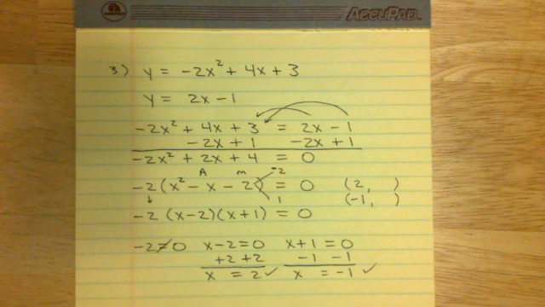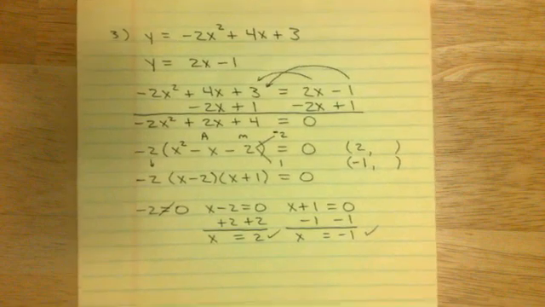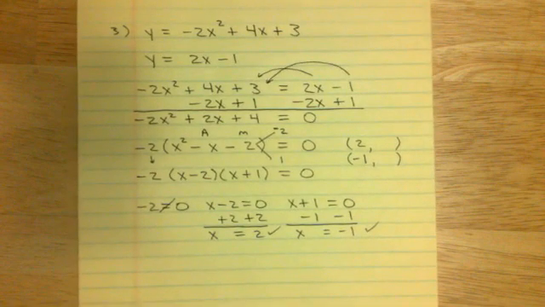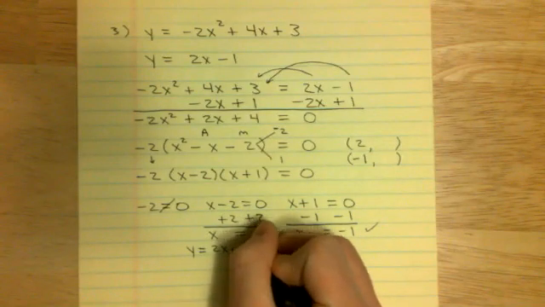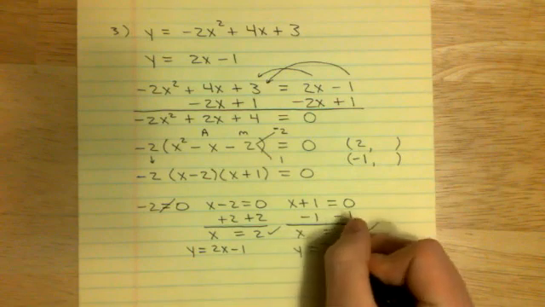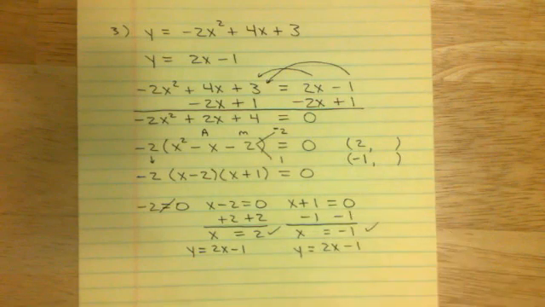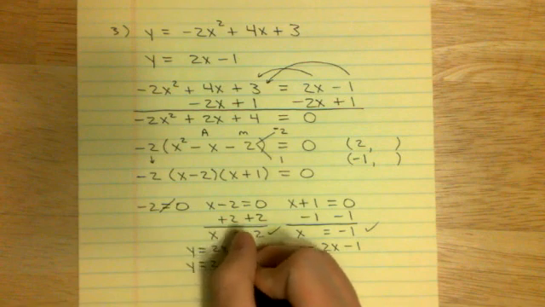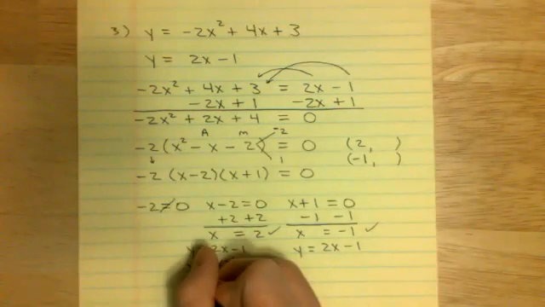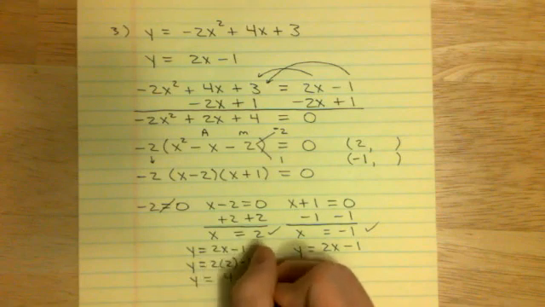Now to find the y values, we need to plug back in. So I'm going to take that +2 and that -1, and I'm going to plug back into the bottom equation. So we had y equals 2x minus 1. And the reason why I'm writing that one is because I don't really want to deal with the top equation. I'd rather deal with the bottom one. So when I plug back in that x is going to be 2, I get 2 times 2 minus 1. That's 4 minus 1, which is 3.